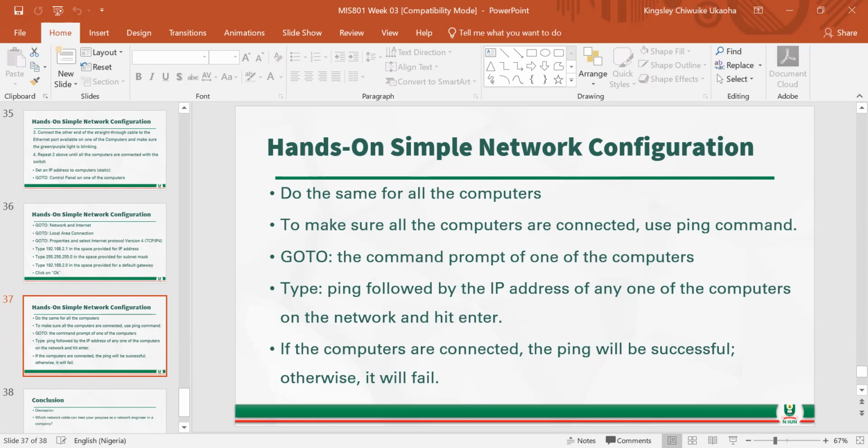To make sure all the computers are connected, use the ping command. Go to the command prompt of one of the computers. Type ping followed by the IP address of any one of the computers of the network and hit enter. If the computers are connected, the ping will be successful. Otherwise, it will fail. I agree that these nodes are not much. You're supposed to cover 2 or more units so that we'll be able to adjust and finish everything on time.